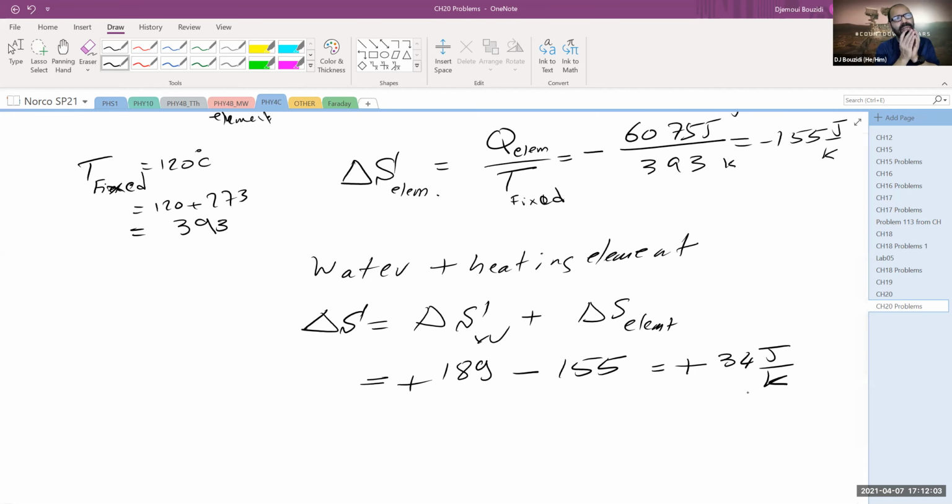Second law of thermodynamics, it says that in any thermal process, the entropy of the universe must increase. So yes, you're worried in here, didn't it decrease for the case of the heating element? And it did, because it lost heat.